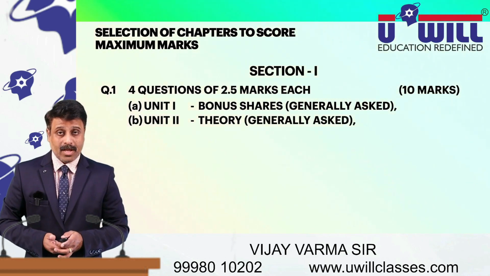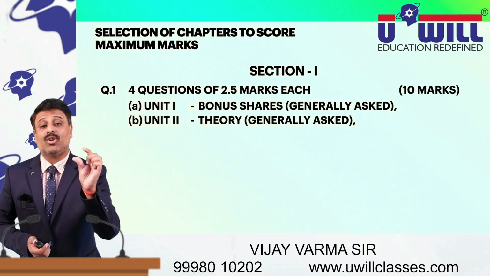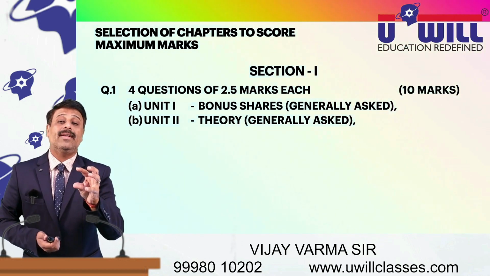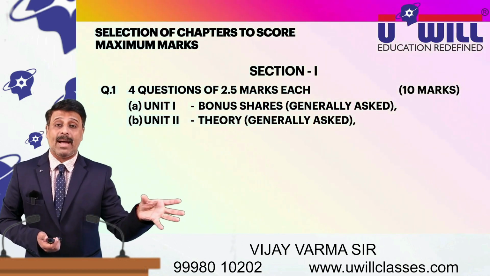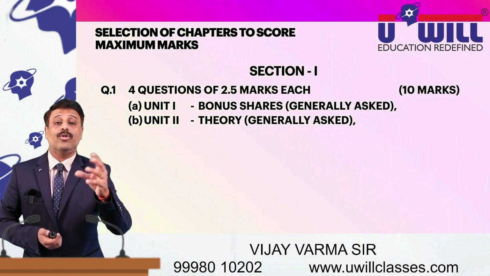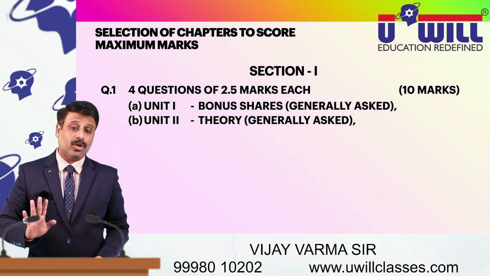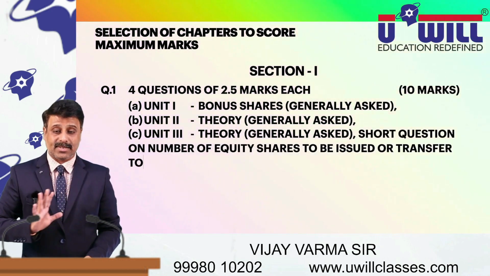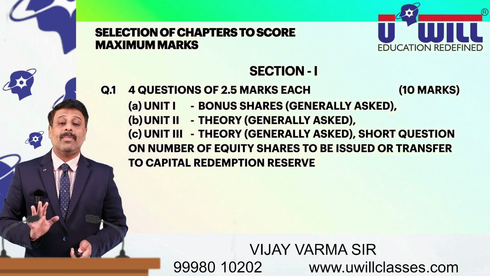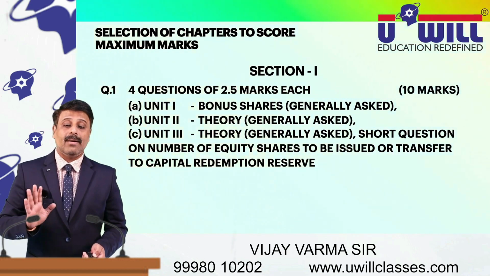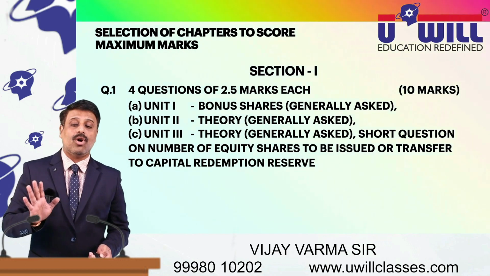However, you can prepare for the short questions of redemption of preference shares also, wherein you just have to find how much amount should be transferred to capital redemption reserve, or you can find the number of equity shares to be issued. Those can also be asked for 2.5 marks. Only working based. Unit 3 from debentures. Generally, you are asked short question on number of equity shares to be issued or transferred to capital.